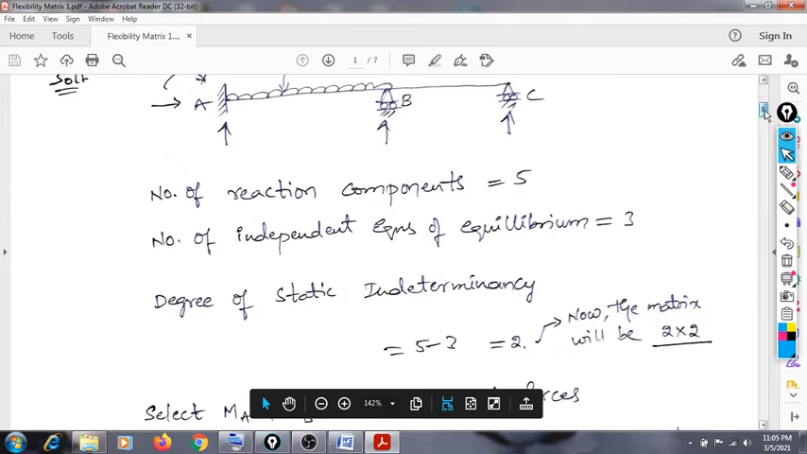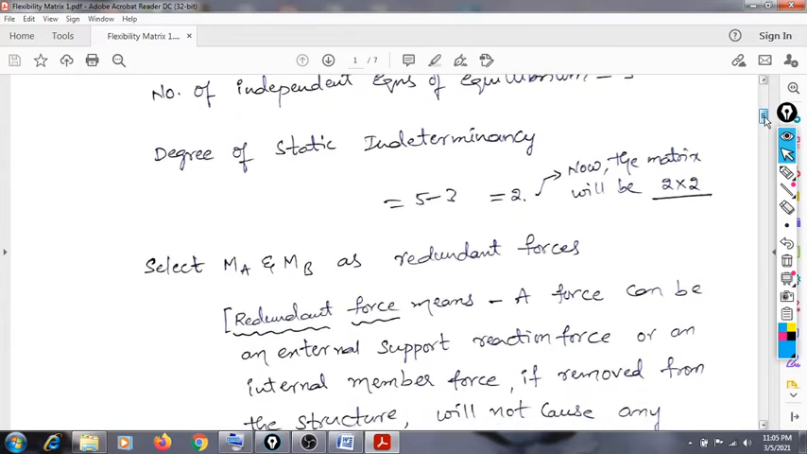Depending on the degree of static indeterminacy, the matrix size is determined. Suppose we have 3 here instead of 2, there will be a 3 by 3 matrix. Here we have the degree of static indeterminacy as 2, so the matrix will be 2 by 2. Next, we have to select two forces as redundant forces.